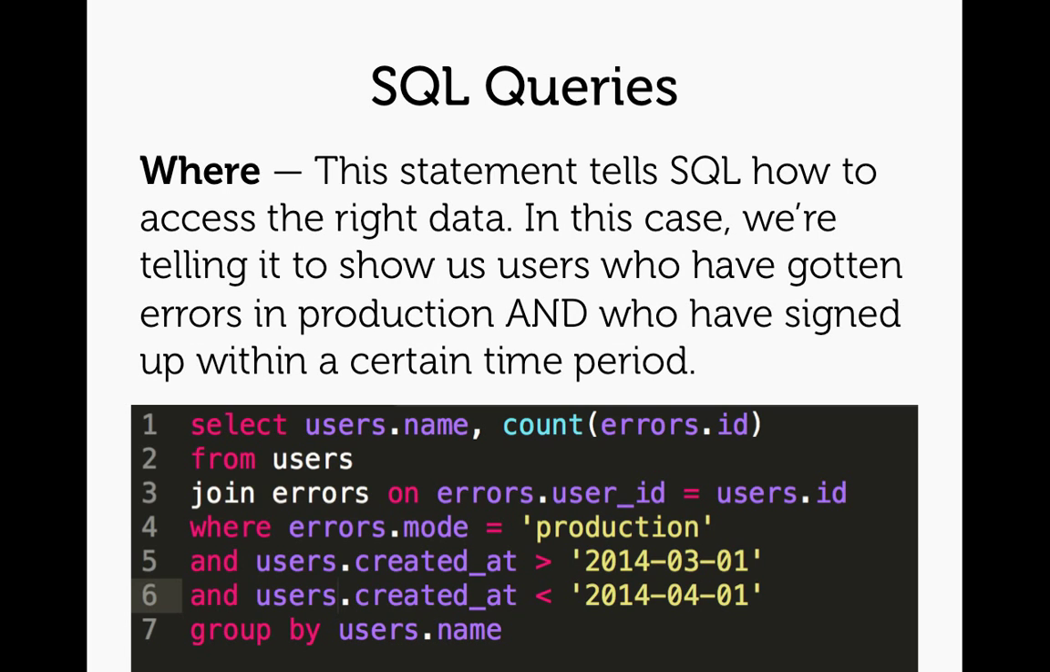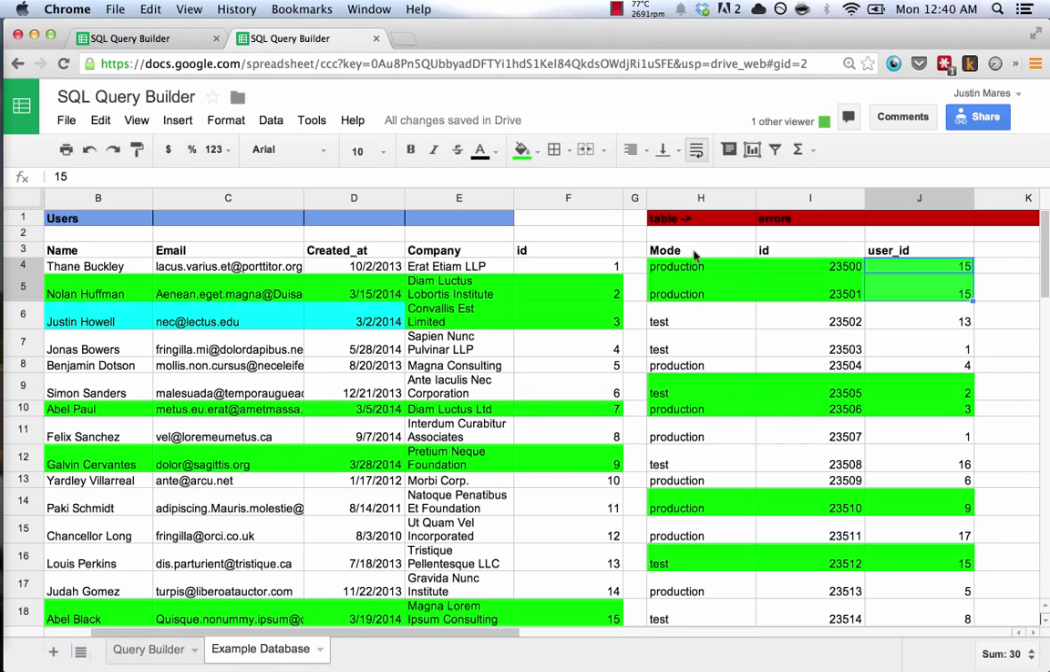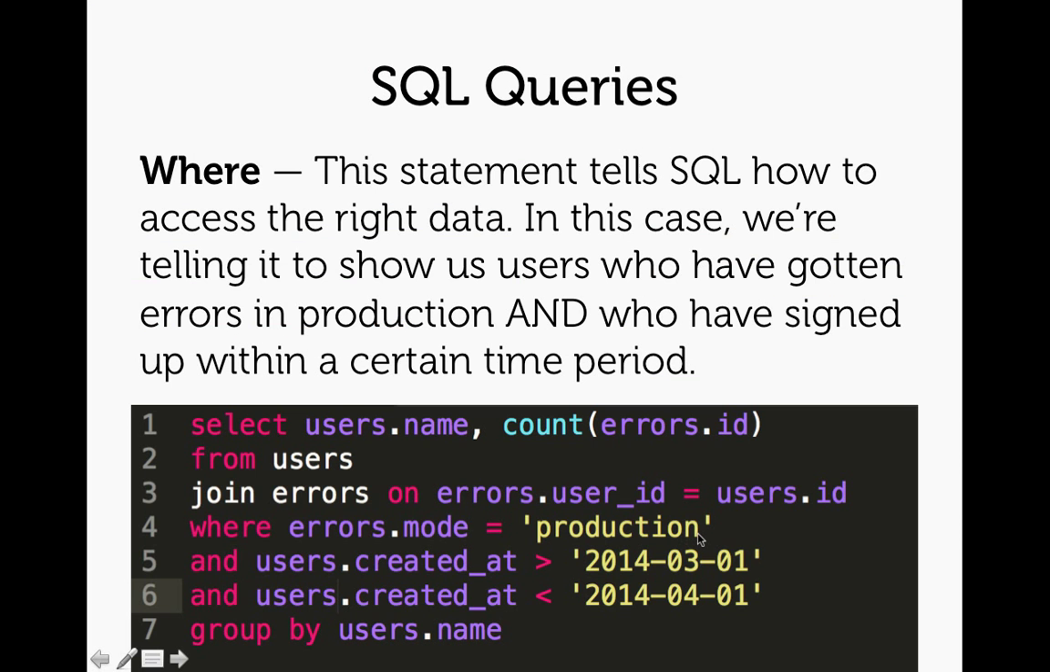All right, so the next statement. We've selected the data we want. We've told SQL where this data is living. We've said we also want to include other data, in this case from the errors table. And then the where statement tells SQL how to access the right data. In this case, we're telling it to show us users who have gotten errors in production, so where the mode column of errors is equal to production, which you can see here.